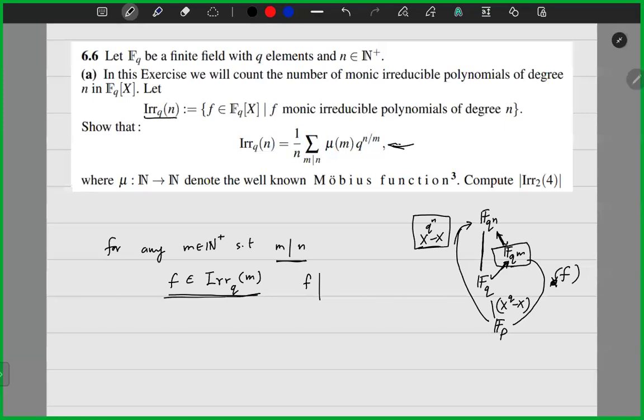If f is irreducible of degree m and m divides n, then f will divide x power qn minus x. This is given in the exercise. You might be solving this. Okay. From here, what do you conclude? F is a divisor. How many divisors are such? Right? This should be your next step.